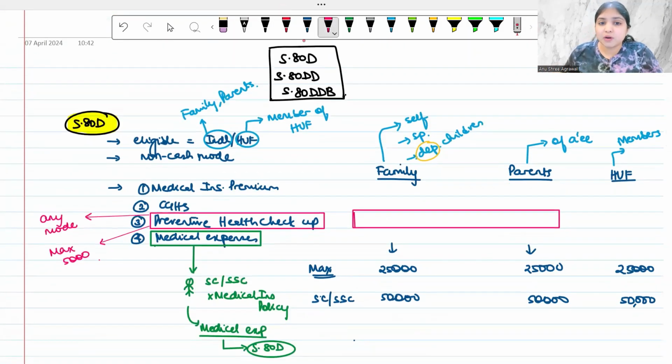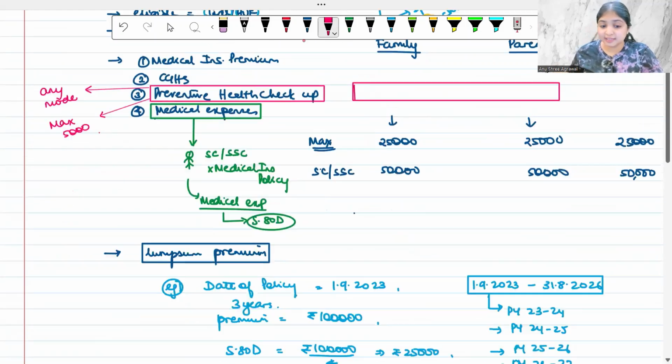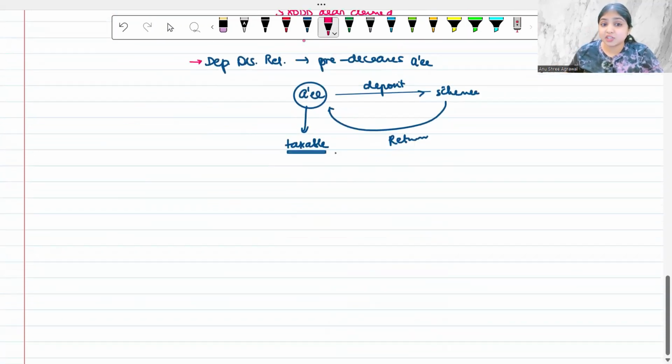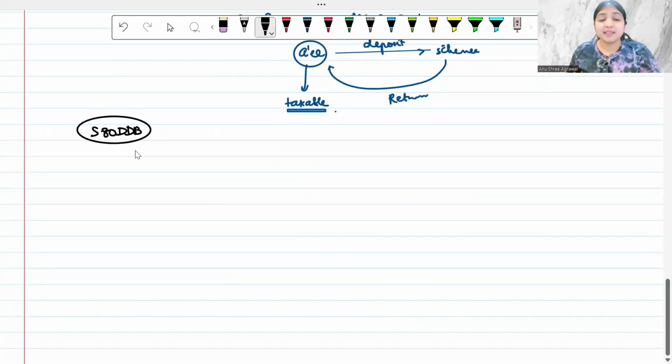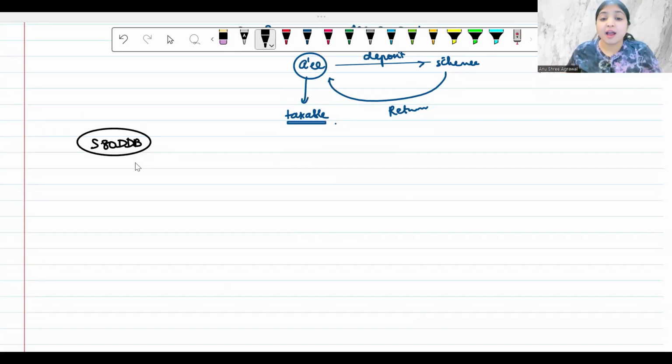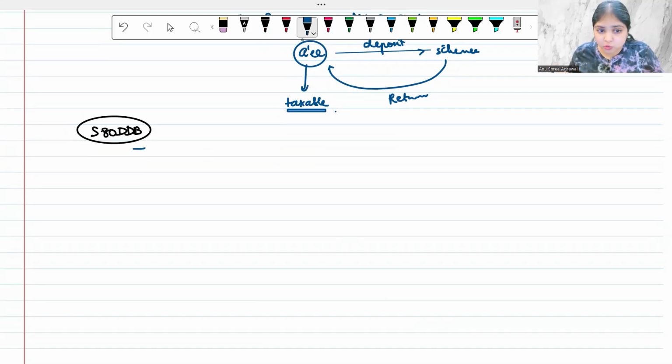So we've learned about section 80D and 80DD. Let's go to the final section under the 80D series, which is section 80DDB. Now, this is a much simpler section. Under 80DDB also, the assessee has to be either a resident individual or a resident HUF. The assessee is a resident individual or a resident HUF.